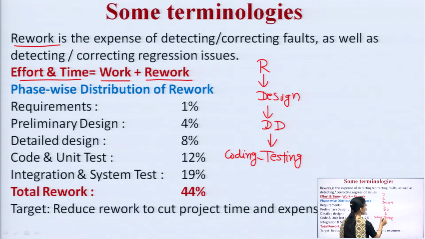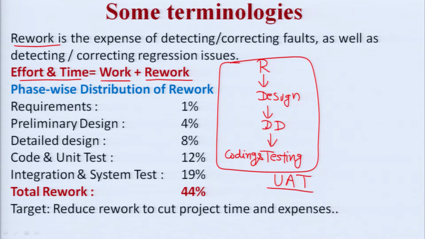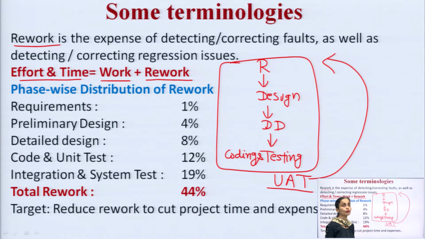So, when we are proceeding through these different phases, at every phase if there is a change in the user acceptance testing, that tells clearly that we have to do the rework from all the stages. If there are suggestions at the time of user acceptance testing, that clearly tells us that we have to do the rework, we have to make changes in our requirement.